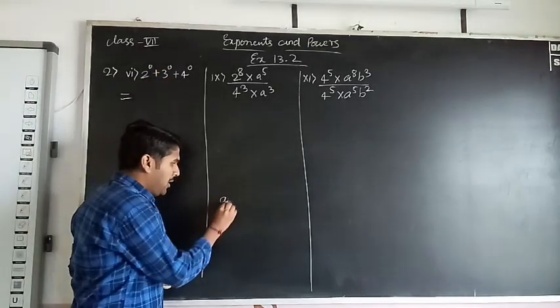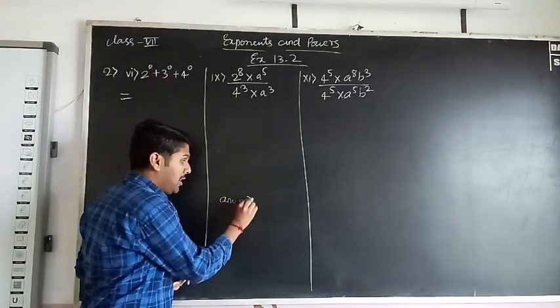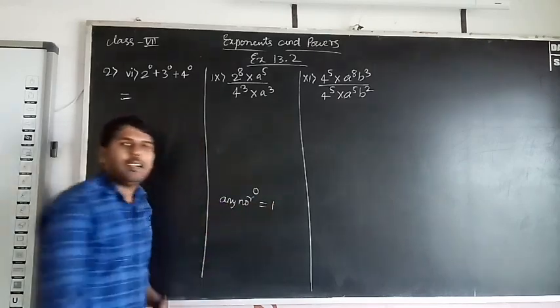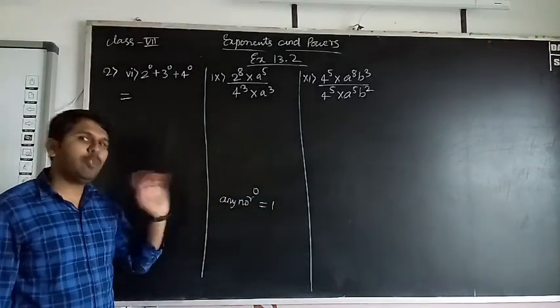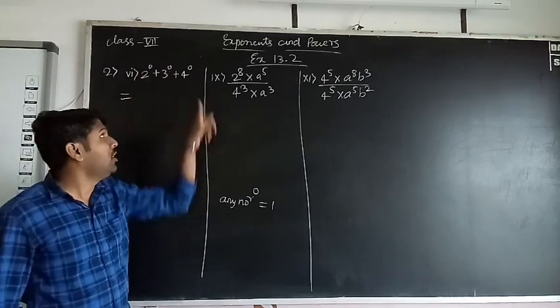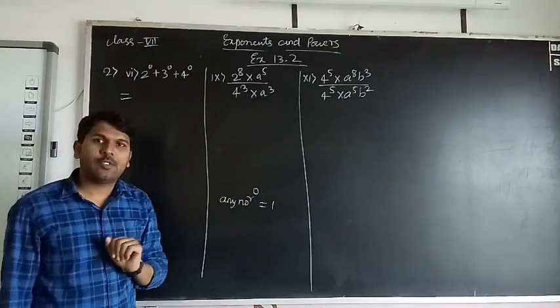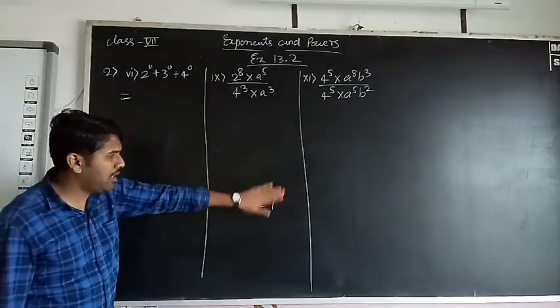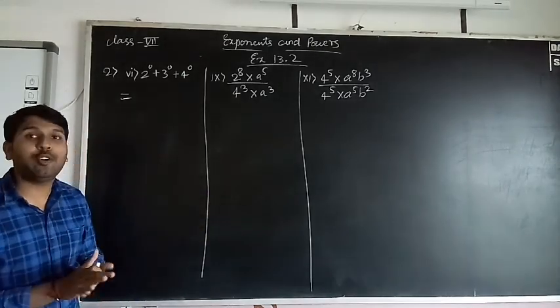So any number raised to 0 means the answer will be 1. That means whatever the number here, 2 raised to 0 means 1, 3 raised to 0 means 1, 4 raised to 0 means 1. So the answer is 1. Any number raised to 0 equals 1.